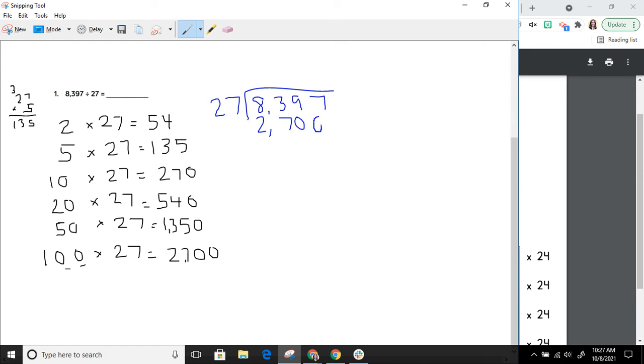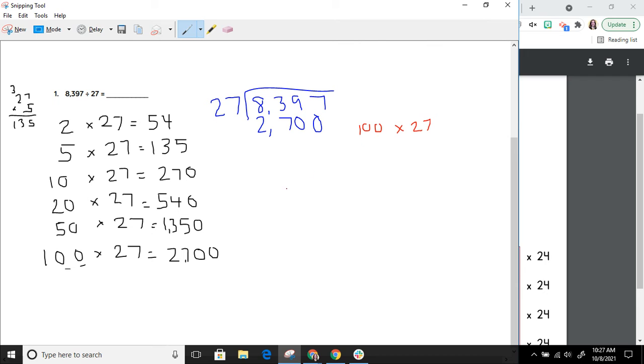Okay, now that's not the only thing that you do. I'm going to choose a different color so it stands out. After you write the answer, which is 2,700, you have to write the math fact out on the side here: 100 times 27. Okay, so that's going to be important because that's what's going to help us get our final answer.